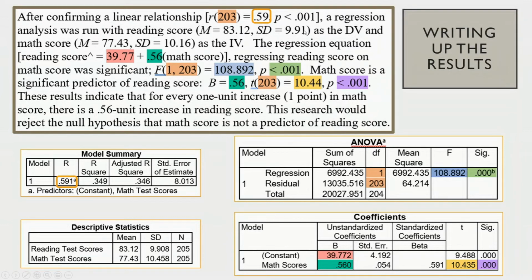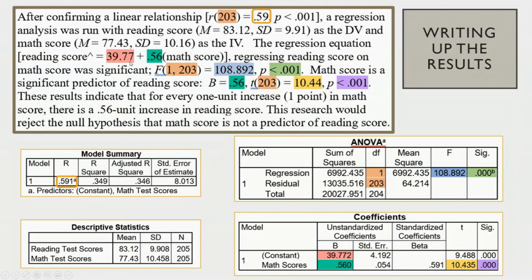This is where we get our descriptors. Our descriptive statistics are in this box, which we should absolutely know how to do. So after confirming a linear relationship, a regression analysis was run with reading score as the dependent variable, and math score as the independent variable. The regression equation, and here's where we're going to plug in our information. We have reading score hat, and we have that there because reading score is our dependent variable.